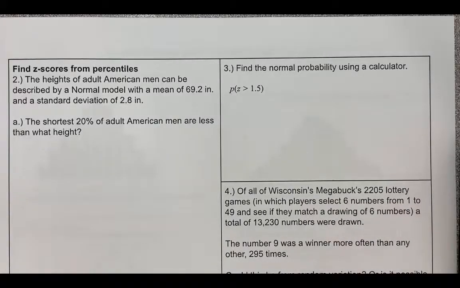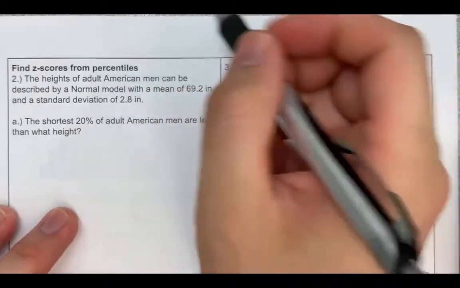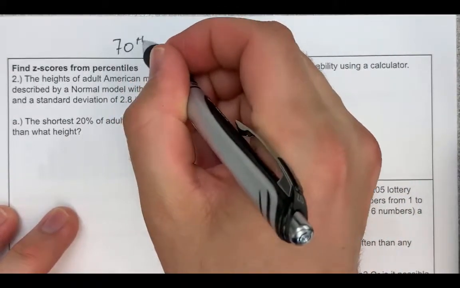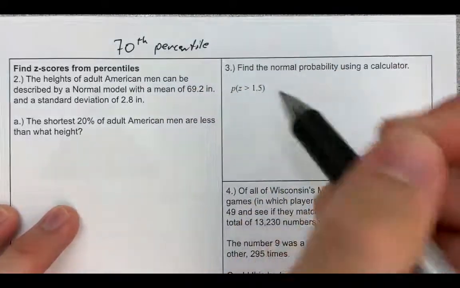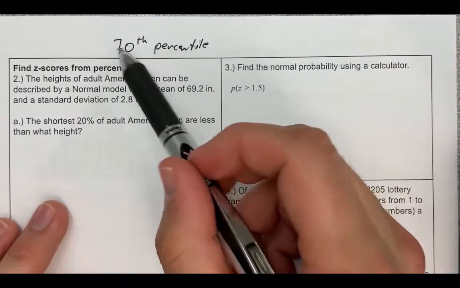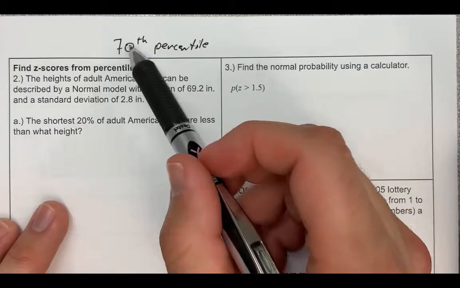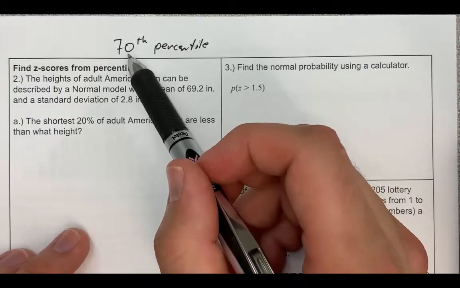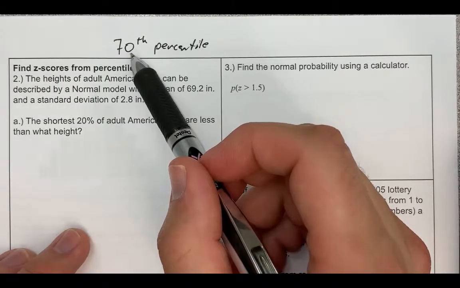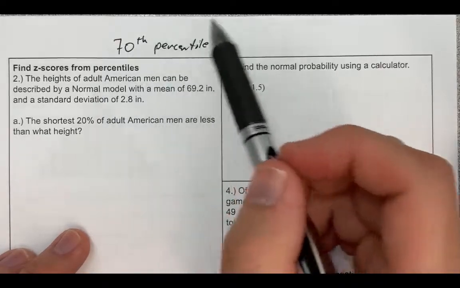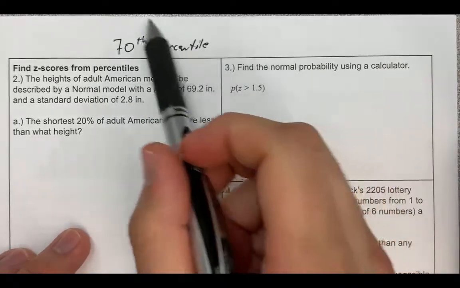On the back page of this note sheet here, we're going to talk about finding z-scores from percentiles. All right, so just real quick, what is a percentile? If I say that my child's height is in the 70th percentile, okay, let's take my son for an example. Suppose my son is in the 70th percentile for weight. If he's in the 70th percentile, that means that he is heavier than 70% of all other kids his age, all other male children his age. All right, so that's what we mean by percentile.